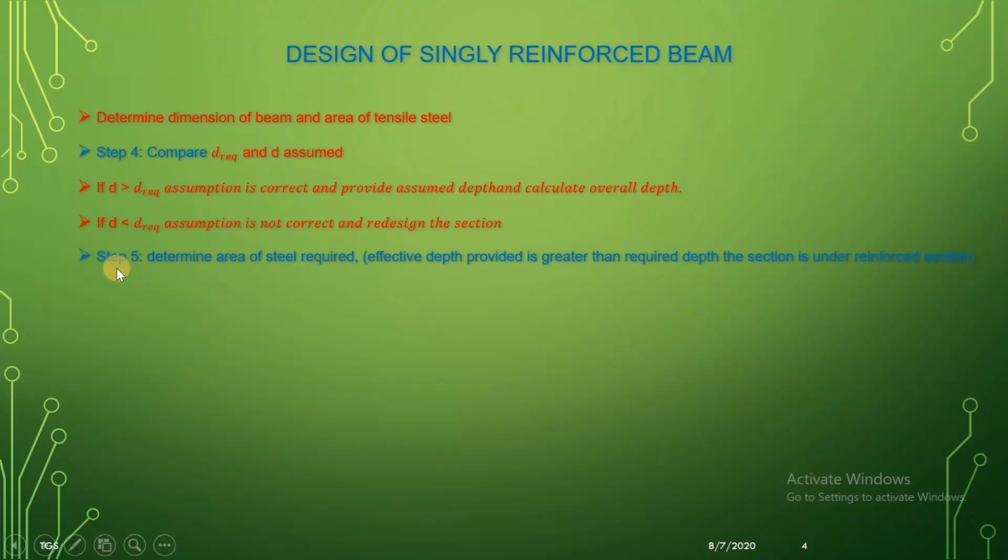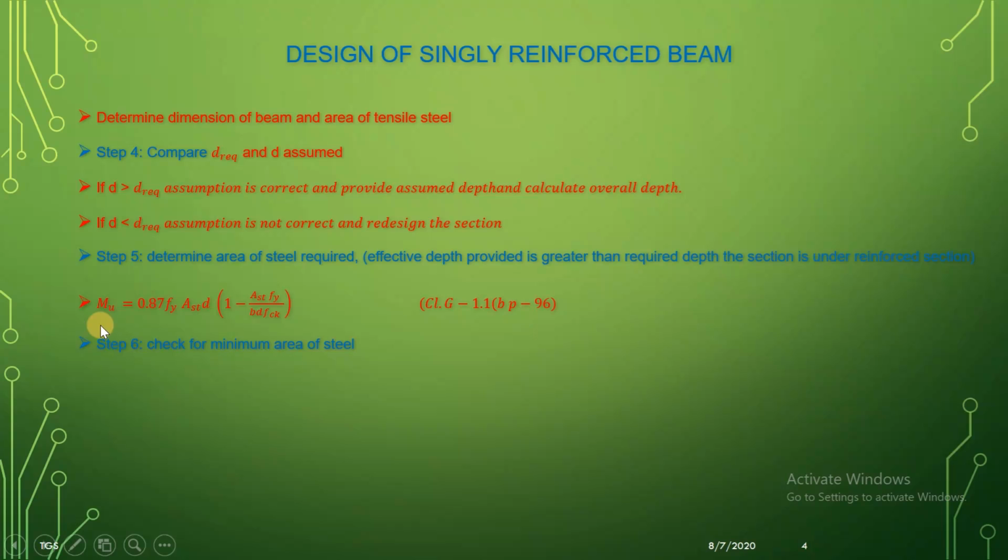Then step 5 is determine area of steel required. So Mu is equal to 0.87 fy Ast into d into (1 minus Ast fy divided by b d fck). This is IS 456 clause G-1.1 (b), page 96.